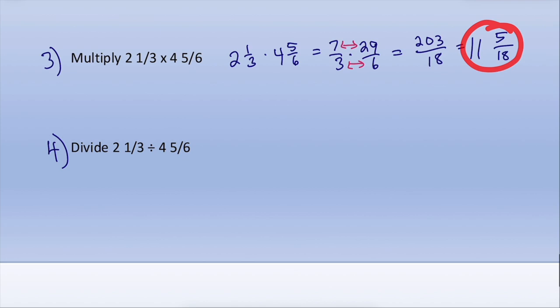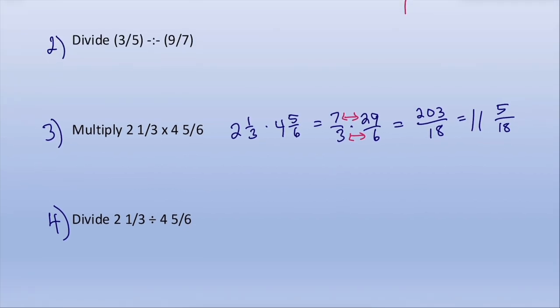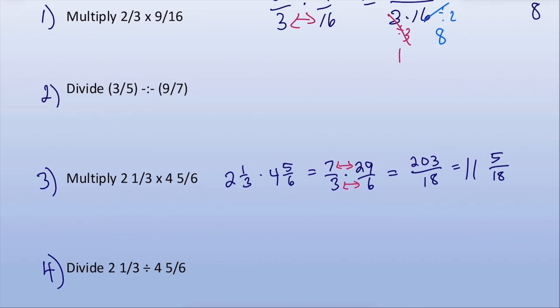Okay, let's take a look at number 4. Oh, sorry. Now, we've done the multiplication. You multiply tops with tops, bottoms with bottoms, reduce if you can. Okay, now division is different. So let's do now 2 and 4. So number 2, that is 3/5 divided by 9/7.